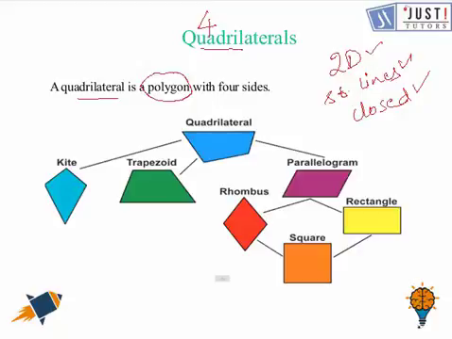Now here are some examples of quadrilateral, which is kite, trapezoid, rhombus, parallelogram, rectangle, square. And as you can see that all of them are two-dimensional, made up of straight lines, and all are closed figures. So these are the examples of quadrilaterals. Now we are going to learn about some special types of quadrilaterals.